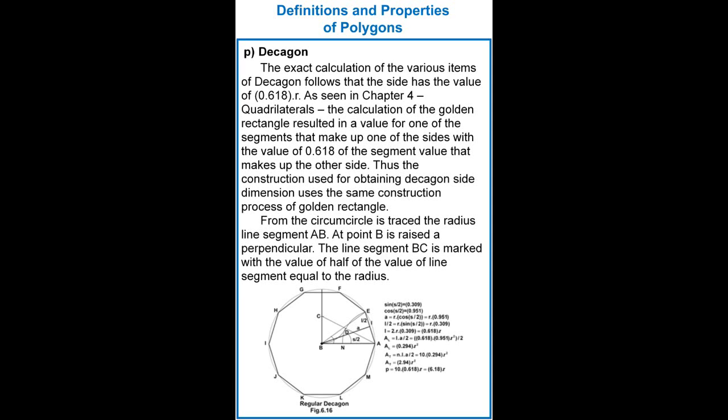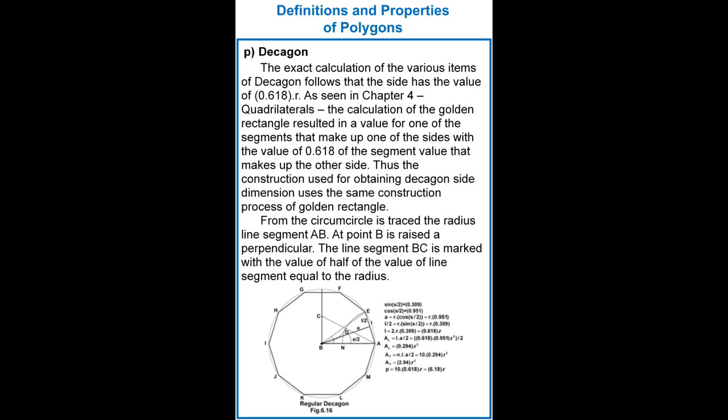which shows a regular polygon, the decagon, that's composed of 10 sides. This polygon has the side dimension equal to 0.618 multiplied by the value of the radius dimension. As was shown in Chapter 4, which referred to the quadrilaterals, in the calculation of the golden rectangle, it was presented that the straight line segment that composes one of the sides has the value of 0.618 of the value that composes the other straight line segment of the golden rectangle.